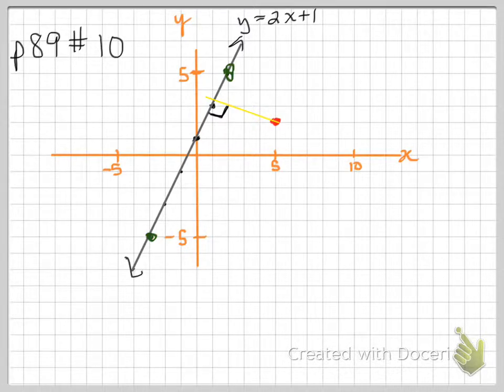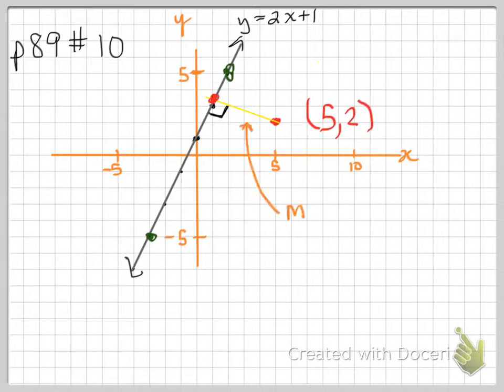So question 10 says determine the shortest distance. So we need to find the value of this distance. We need to have this coordinate, which we already have, but we need to find this coordinate. That's going to be key. Once we know what this coordinate is, we can use that to find the length of that yellow line that you see here. So how are we going to do that?